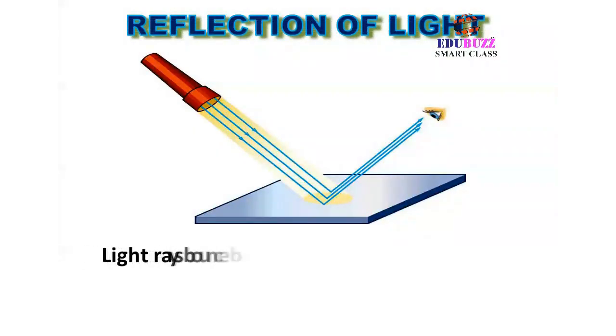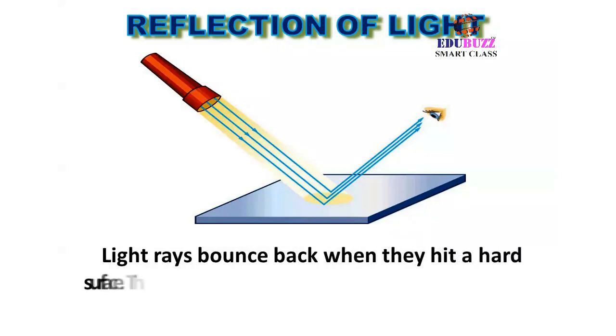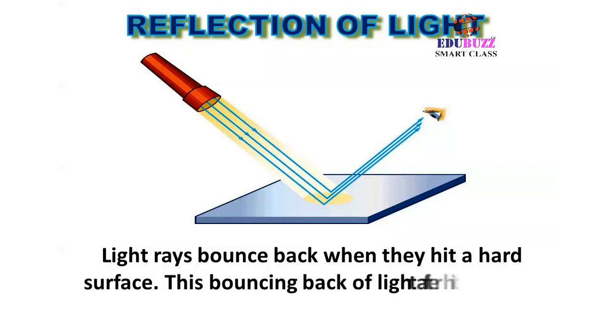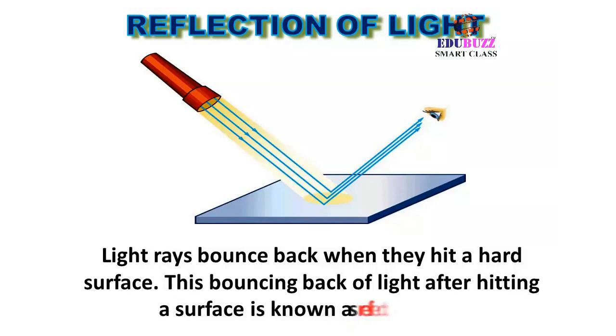Reflection of light. Light rays bounce back when they hit a hard surface. This bouncing back of light after hitting a surface is known as reflection.